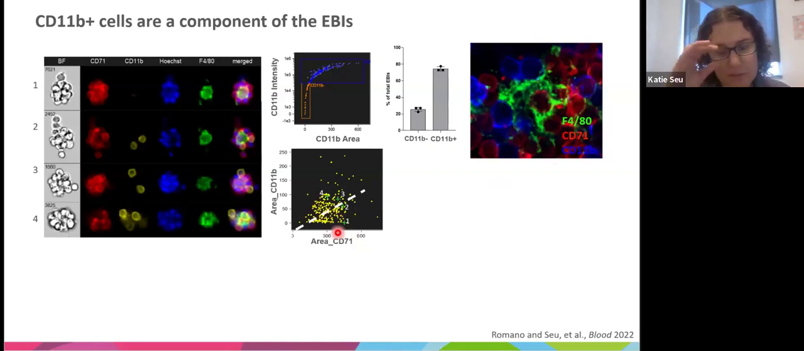So what we were able to do using the image stream again, because we have these area and morphology features, is by measuring the area of CD11B and the area of CD71 around these islands, we get this sort of scatter plot. And now each one of these dots represents an erythroblastic island, and the positioning of it on this graph tells you how much CD71 and or CD11B it has. So a dot down here is a pure erythroblastic island with just CD71 and no CD11B, and a dot up here has almost half and half.